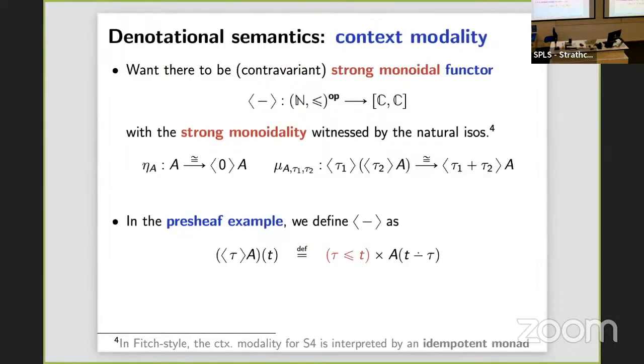We have a similar strong monoidal functor to also model the context modality, where now applying this modality to an A at t is going to give us the A values in the past. So this corresponds to what we were also doing on the context that we wanted to move to the past.